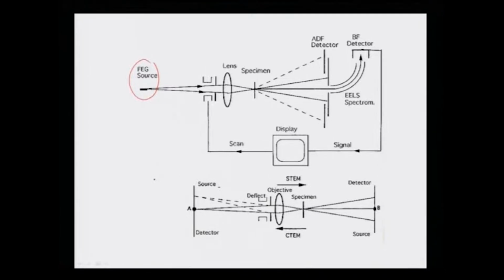That is what we want. We want the beam to scan on the sample and the image to be displayed at the same scan rate. To do that you need a TV scan rate, and to get a TV scan rate you need to have sufficient intensity of the beam.